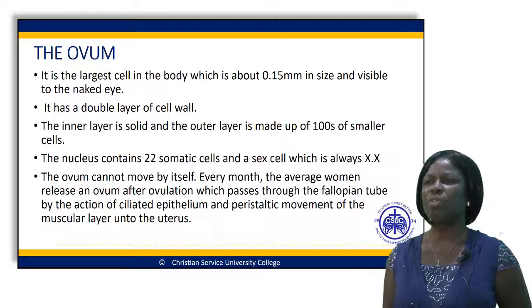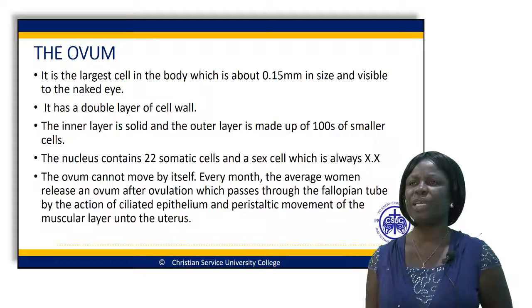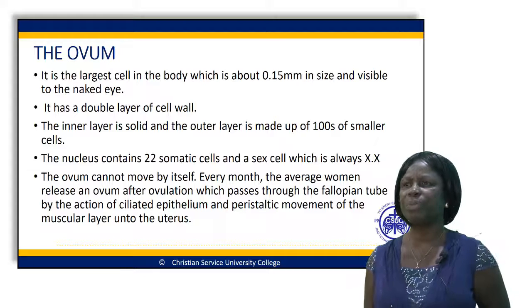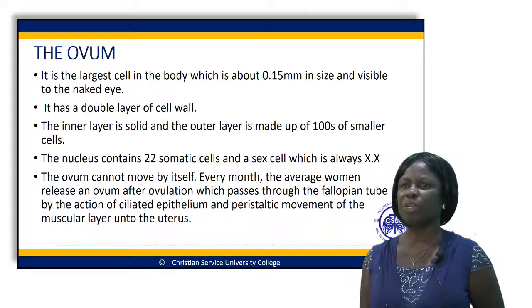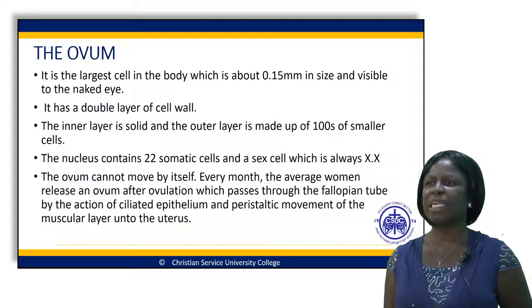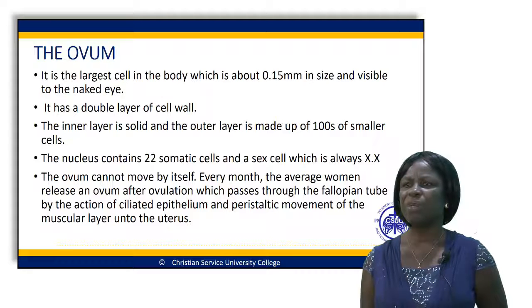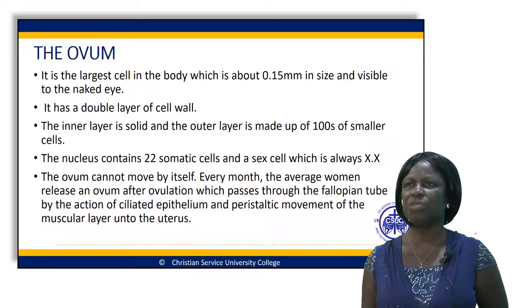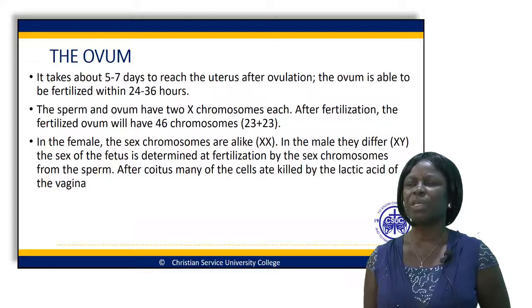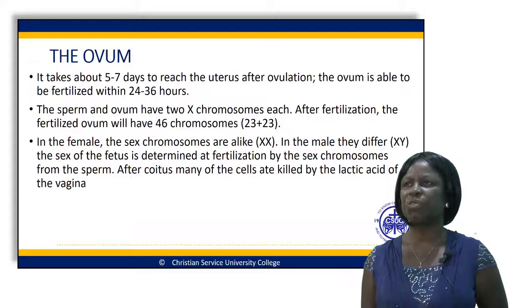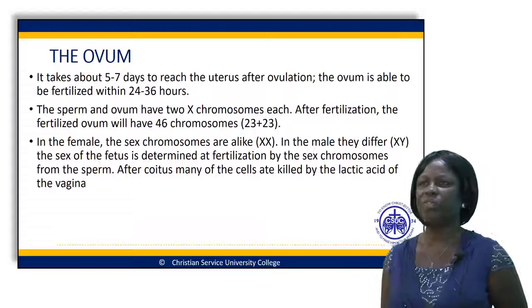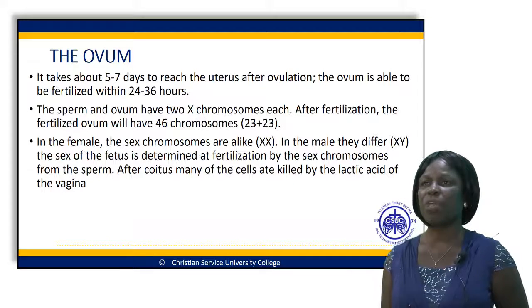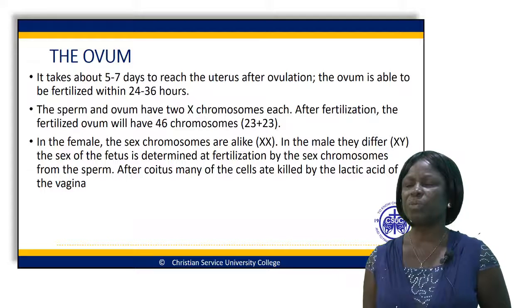The ovum cannot move by itself, but by the help of the cilia in the fallopian tube. Every month, the average woman releases an ovum at ovulation, which passes through the fallopian tube by the action of ciliated epithelium and peristaltic movement of the muscular layer onto the uterus. It takes about 5 to 7 days to reach the uterus after ovulation. The ovum is able to be fertilized within 24 to 36 hours.